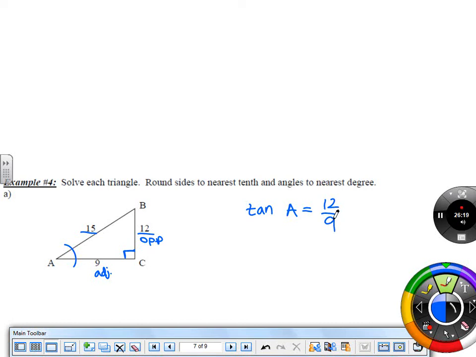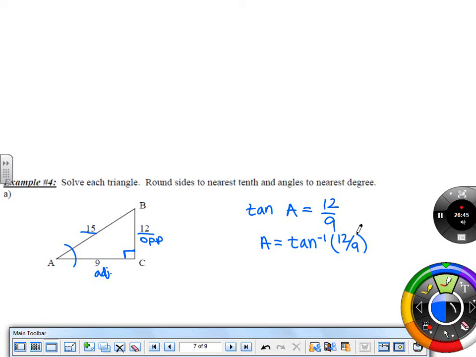Am I solving for an angle or a side length? Angle. So what am I going to have to use? The inverse. Good. The inverse helps us find angles. So angle A is going to be found by taking the inverse tangent of 12 over 9. Okay? And so that's what I would type into my calculator.